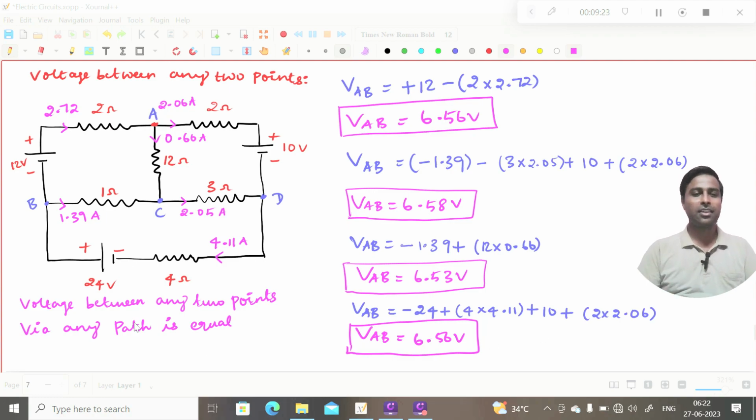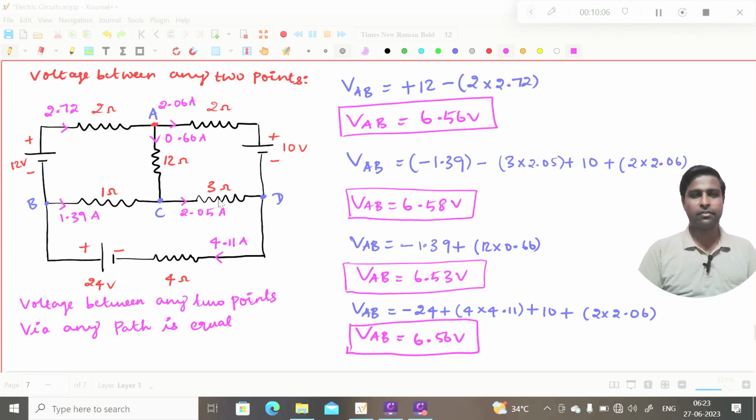You see, this is the definition we have given, right? What is that? Voltage between any two points via any path should be equal. And you see, we have taken some points like VAB and we have traveled in different paths and we are getting all the values as around 6.56, which is the perfect value. Anyhow, some errors will come. No problem. So you try to understand voltage between any two points. I will repeat it again and again. Why am I doing this? Because while solving some other techniques, we use this concept.